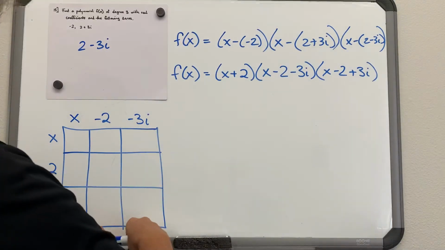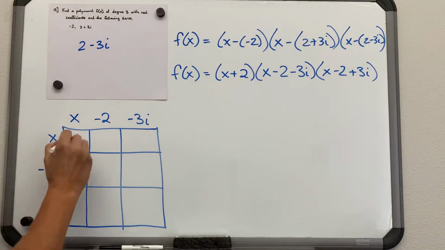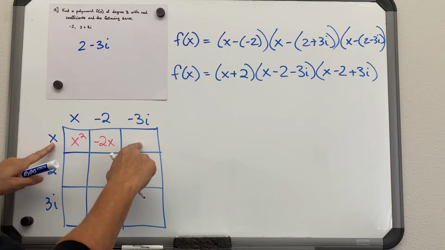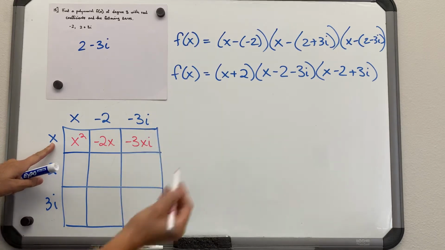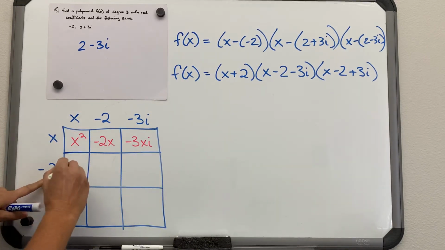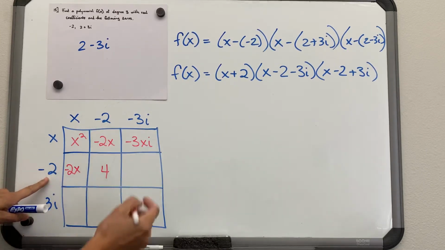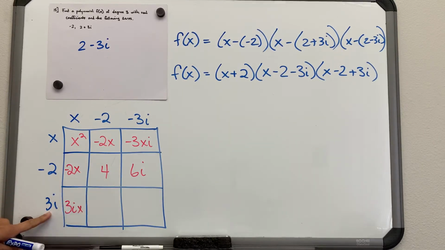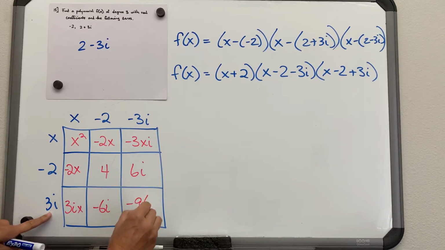So what you do is you start in a box and you look at what's to the left and what's above. So x times x is x squared. Here I would have x times negative 2, which is negative 2x. This would be x times negative 3i, so negative 3xi or ix, however you want to write it. Here I have negative 2 times x, so negative 2x. Negative 2 times negative 2 is 4. Negative 2 times negative 3i is 6i. 3i times x is 3ix, or 3xi. 3i times negative 2 is negative 6i. And 3i times negative 3i is negative 9i squared.